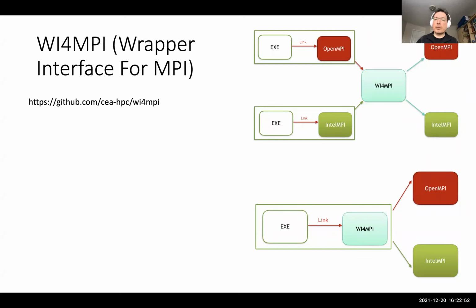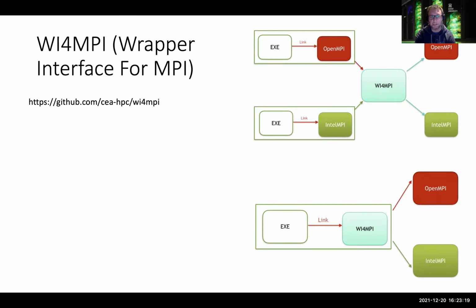And they have 2 modes of operation. And in one of the modes of operation, your executable links against the wrapper interface, and then at runtime you choose which MPI implementation to use, OpenMPI, Intel MPI. They also support MPICH and so on.